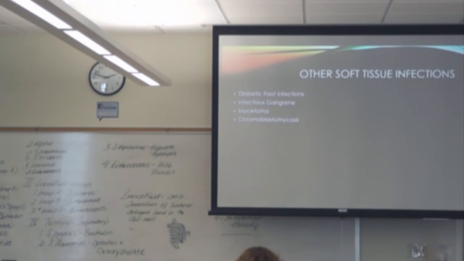Okay. The next one is a chronic skin infection and subcutaneous infection caused by fungus. Okay, and then the chromo is spreading mycosis of the skin and subcutaneous tissues, and you have scaly lesions that form, and this happens usually on the lower extremities.